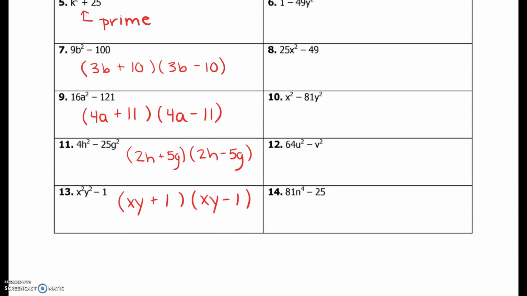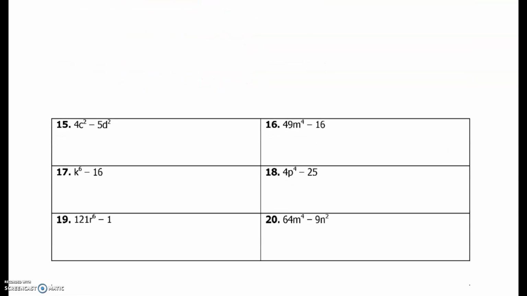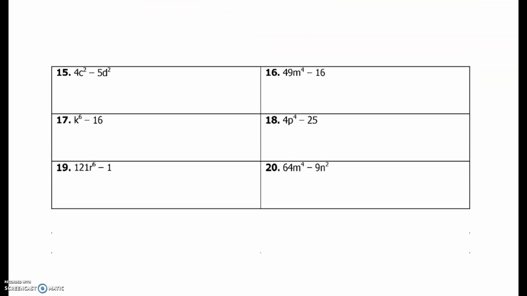Continuing through and onto the back page, you have a couple questions here. If you look at 15, you have 4c squared minus 5d squared. Now the exponents here are even, and 4 is a perfect square. However, 5 is not a perfect square. So, since this is not a perfect square, this is something that we cannot factor any further. So that keyword we've talked about, this answer will be prime.